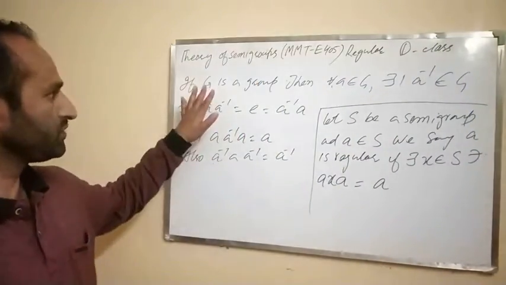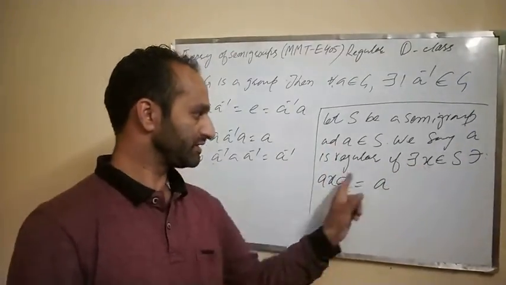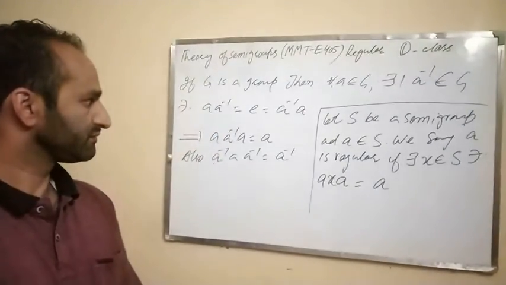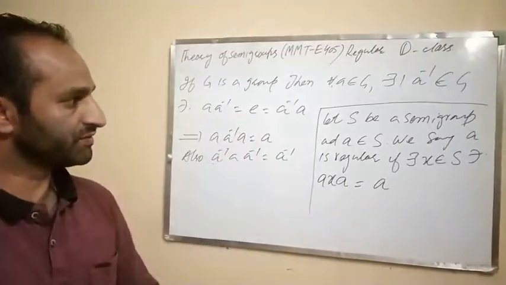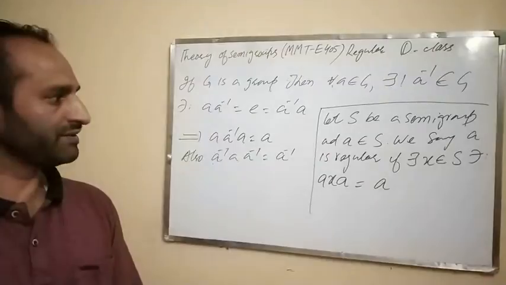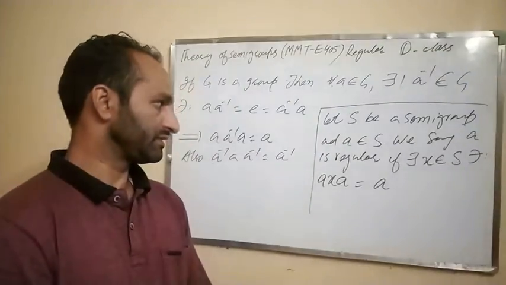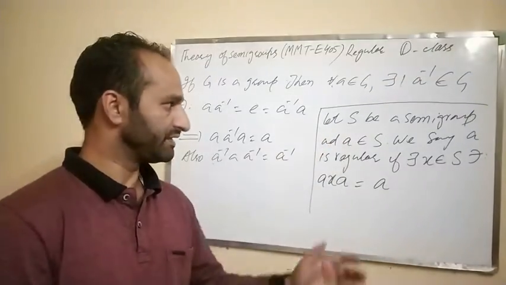So in case of groups, every element is regular because for all A there exists A inverse such that A A inverse A is equal to A. So that means every element of a group is a regular element. In case of a semigroup, it may not be true; it may also be that there is no element which is regular in a semigroup S.